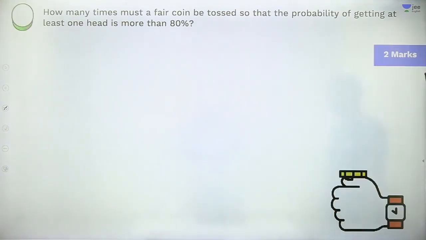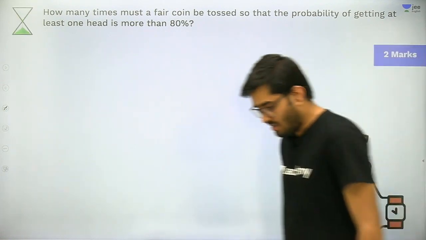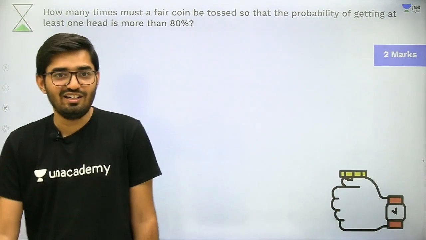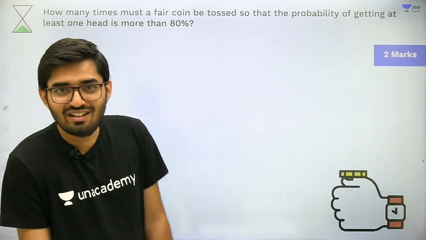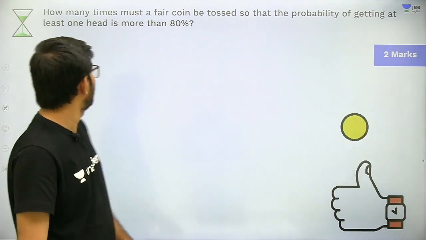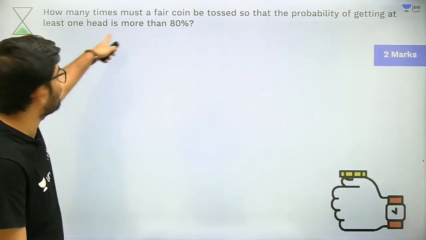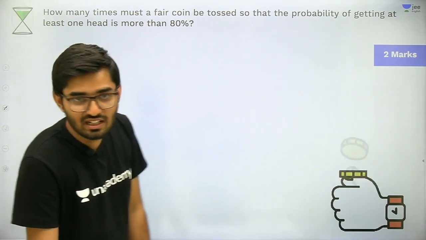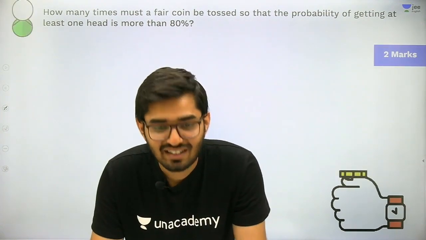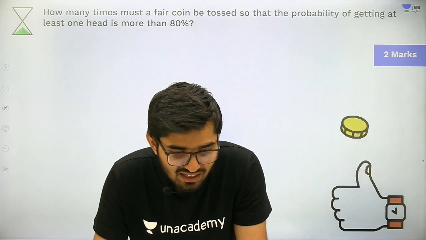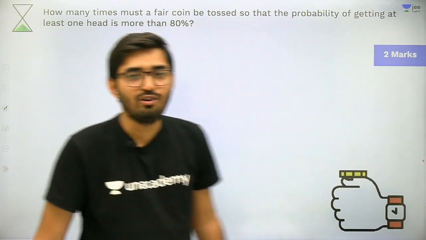This question is of 2 marks, but this is repeated, like every alternate year they ask this kind of question. The question is: how many times should a fair coin be tossed so that the probability of getting at least one head is more than 80%? This is a very interesting question. Can you tell the answer? Someone try at least. Easy 2 mark question, but still it is very important.